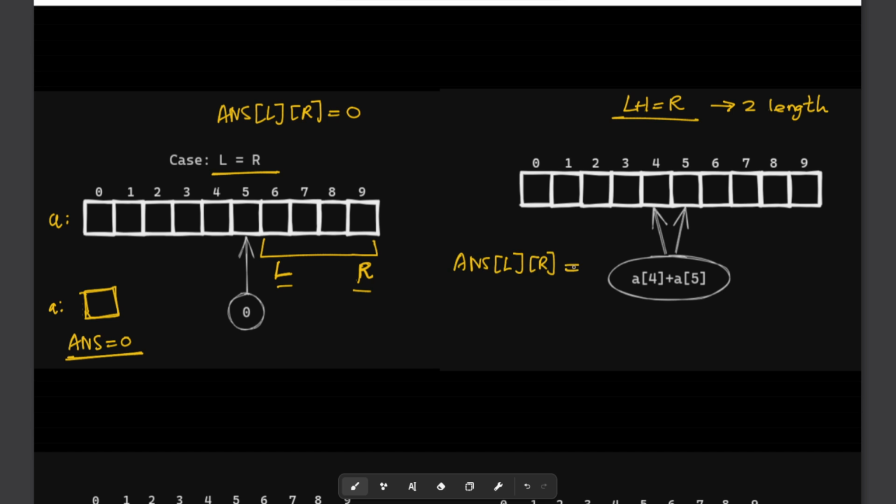In that case, the answer would be the sum of those two elements, because we need to merge them, and there is only one way to merge them, right? To combine them into a single array, single entity, and that would be the value at lth position plus value at rth position. So this case is when L plus 1 is R, which is there are only two elements in this subarray that we are going to merge or find the answer for. So this is the main idea.